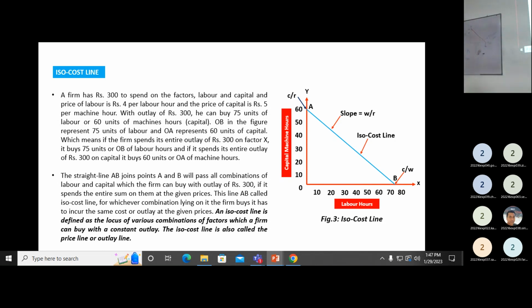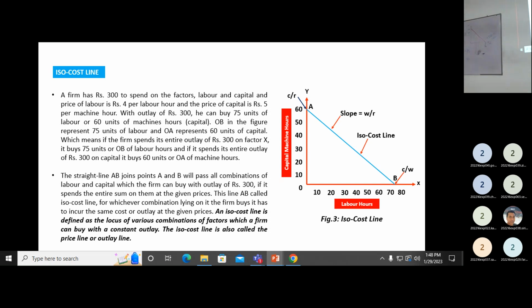Then it says the straight line AB, the curve AB, joining points A and B, will pass through all combinations of labor and capital which the firm can buy with 300 rupees, based on the given prices. So this line AB is the isocost line. For whichever combination on it, the firm buys, it has to incur the same cost outlay for the given prices. Even if you are using this particular curve, whatever the inputs that you use, the amount is 300.